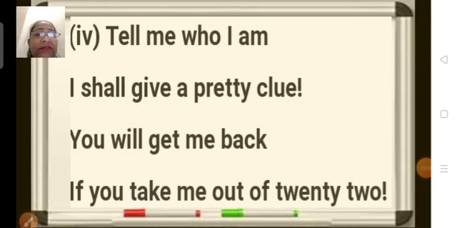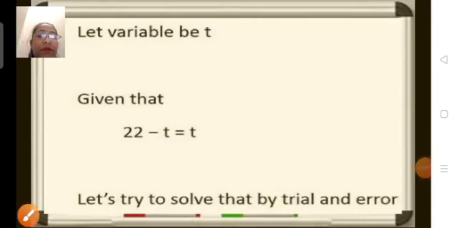Next riddle is, tell me who I am. I shall give a pretty clue. You will get me back if you will take me out of 22. Here, to solve the given riddle, we will consider the number as variable t, and the clue given to you is, if you subtract me, that is the variable, from 22, you will get the variable as the answer. Therefore, the equation formed over here is 22 minus t equals t.